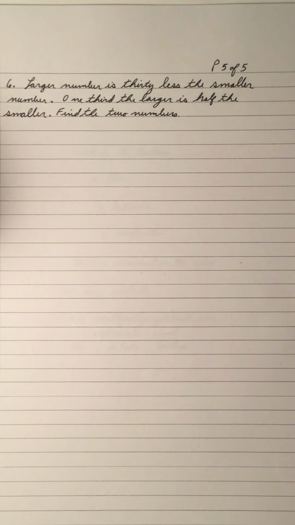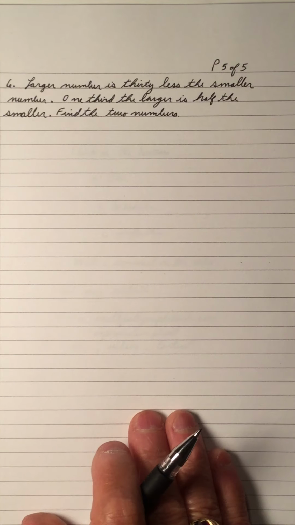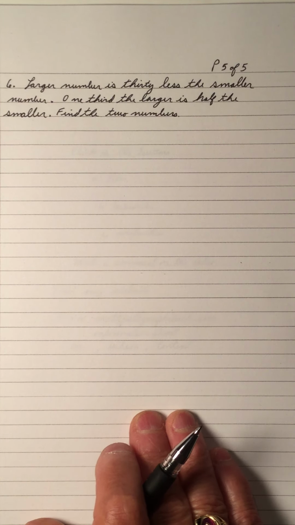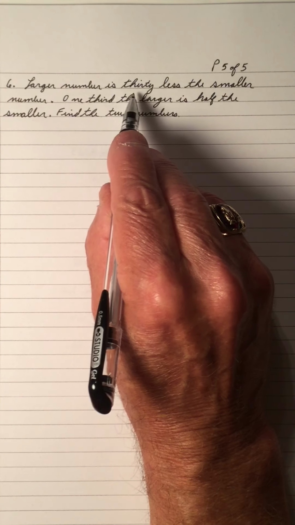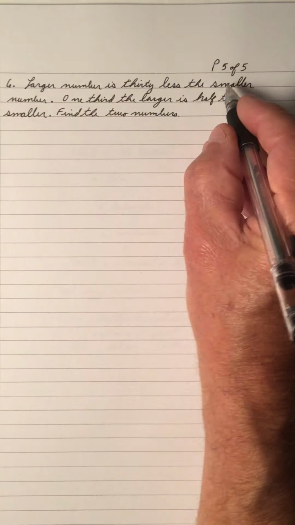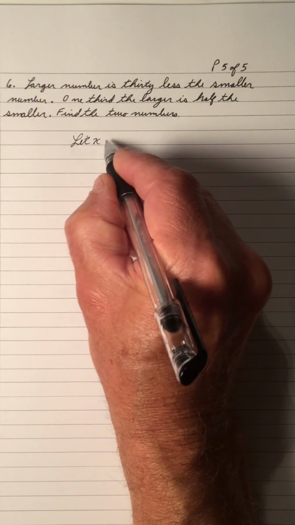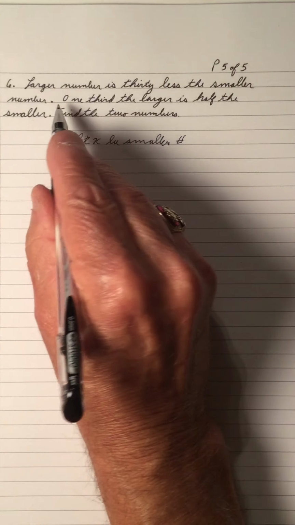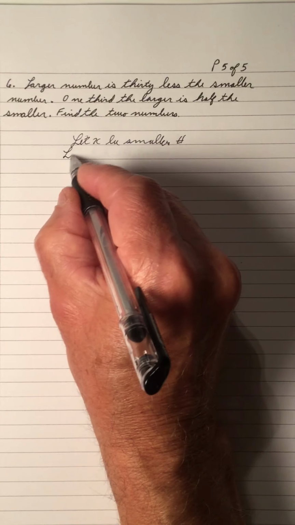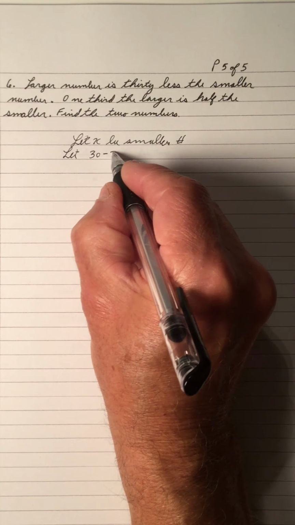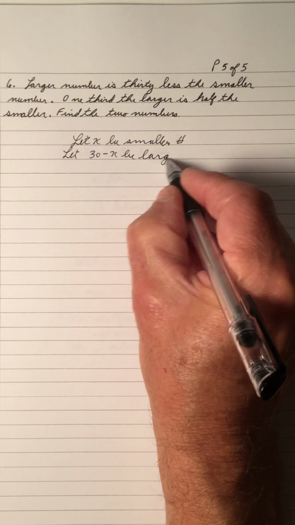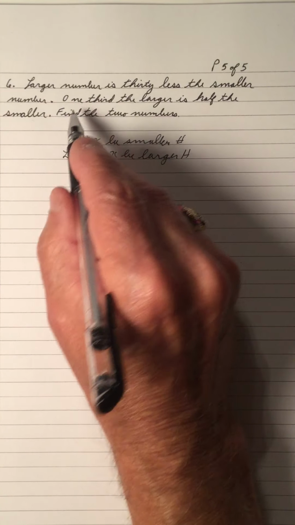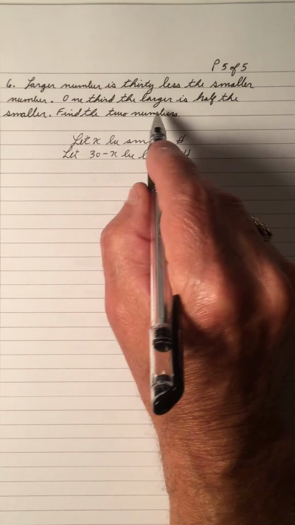One more to do. Number 6. The larger number is 30 less than the smaller. 1/3 the larger is half the smaller. First, the larger number is 30 less than the smaller. So smaller is on the right, so let x be the smaller number. The larger number is 30 less than the smaller. So it's 30 minus x for the larger. 30, subtract the smaller.